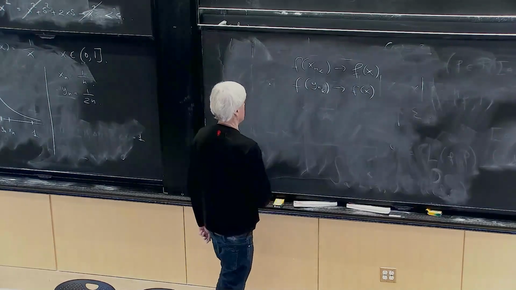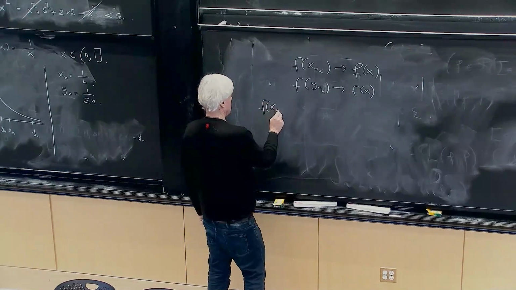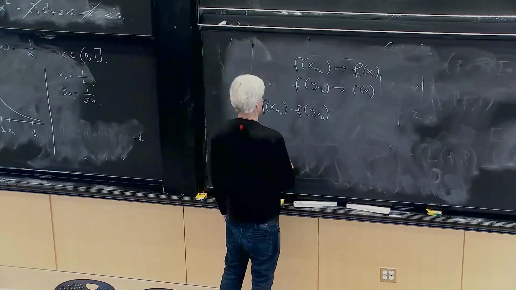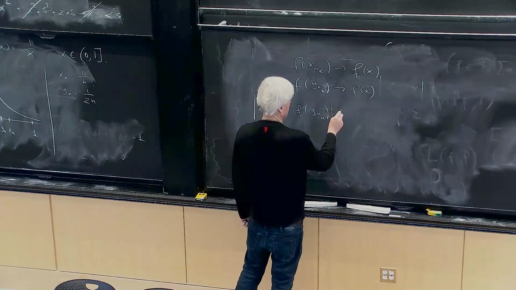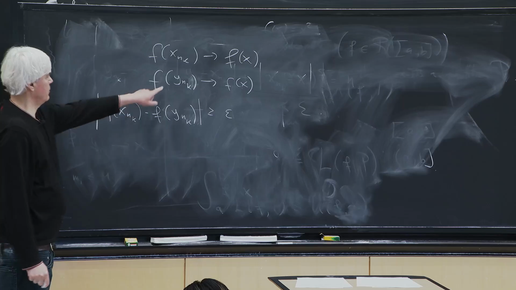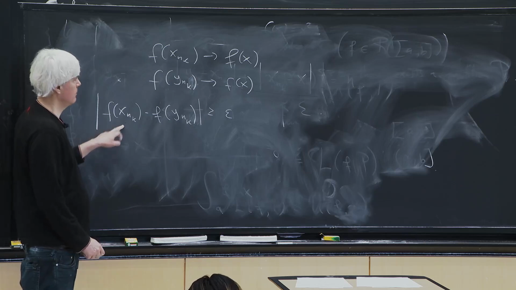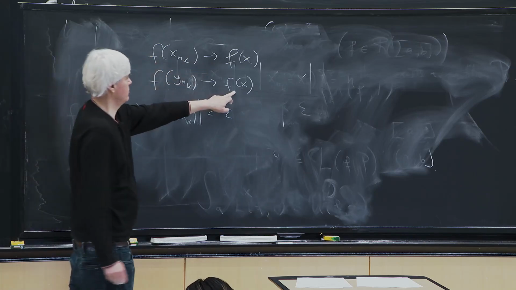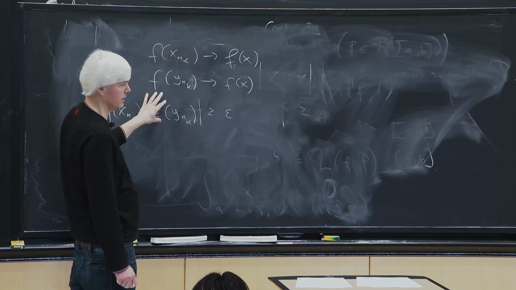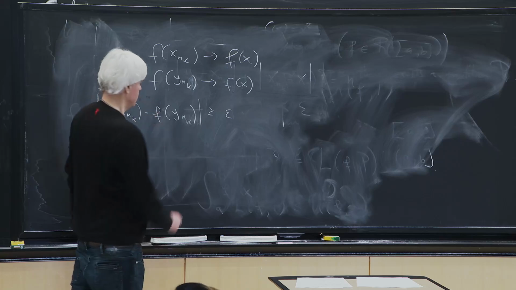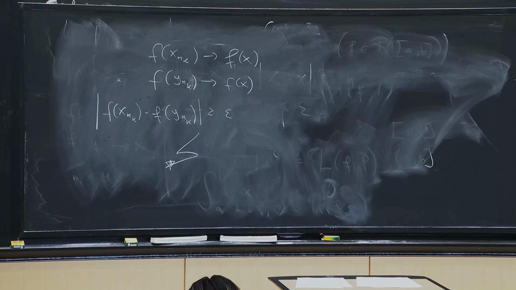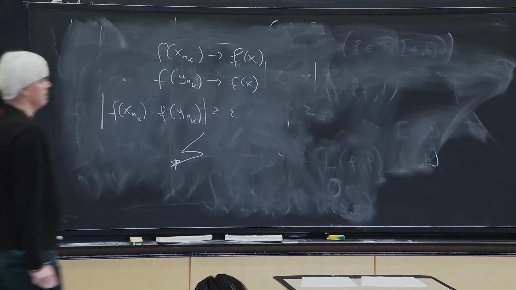But we also have that |f(x_{n_k}) - f(y_{n_k})| is bigger or equal to epsilon, right? But this here is clearly a contradiction, right? Because if this converges to that, and this converges to the same thing, then these two things must get closer and closer together. But they're saying that they are some fixed distance apart. So that's clearly a contradiction. So this proves that if it is continuous, it's also uniformly continuous, okay?